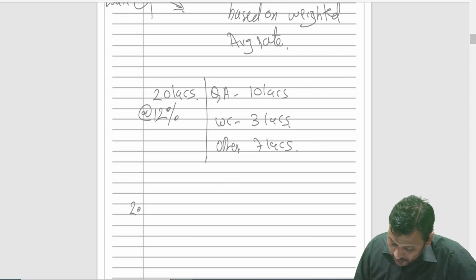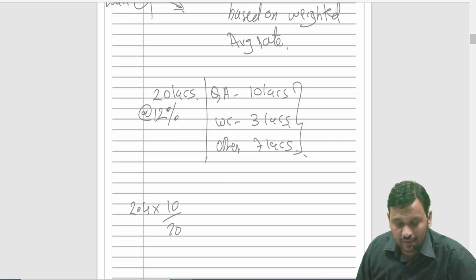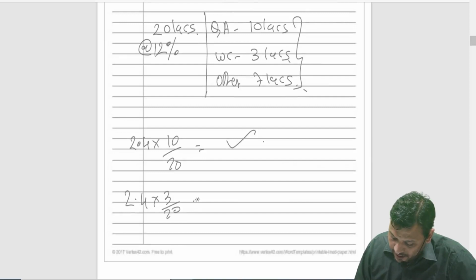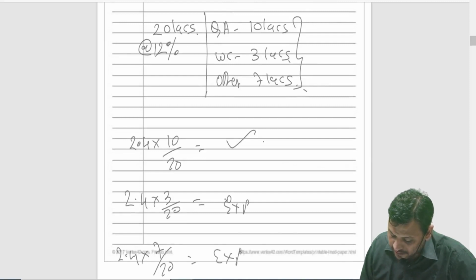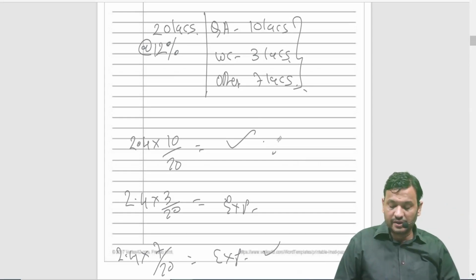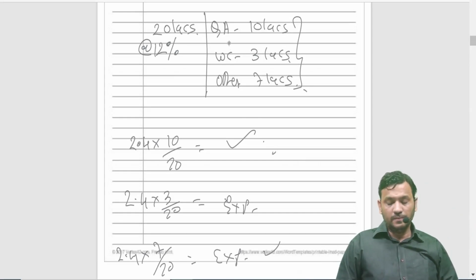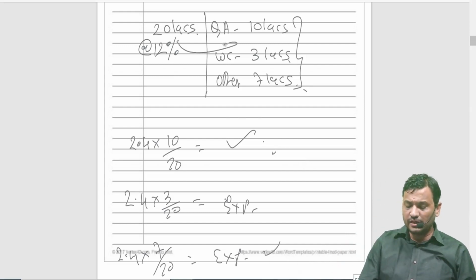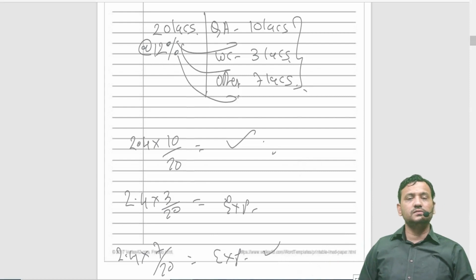So 2.4 into 10 by 20 ratio, that will be capitalized. 2.4 into 3 by 20, that is pertaining to working capital, this will be expensed. And 2.4 into 7 by 20, this will also be expensed. This is what we are supposed to do. So this will be capitalized because it's for a qualifying asset. What we do is take a weighted average rate, since this amount has been utilized for all purposes.